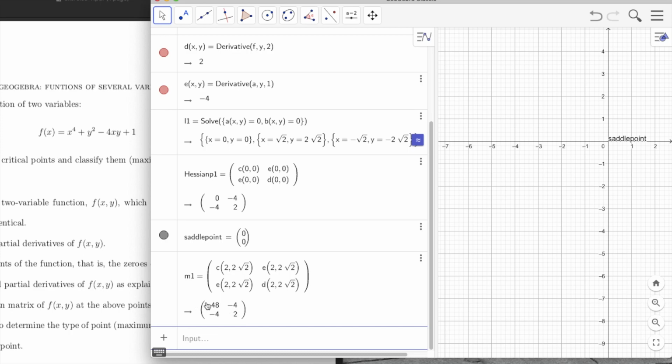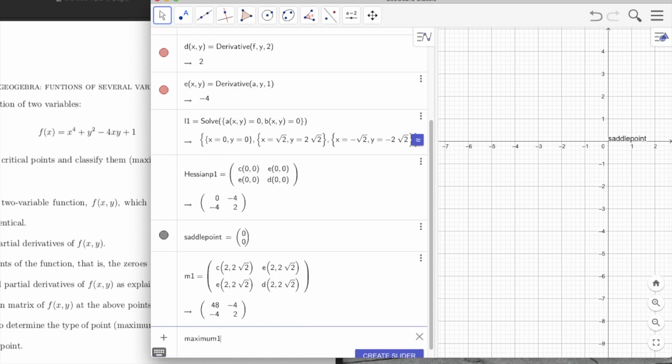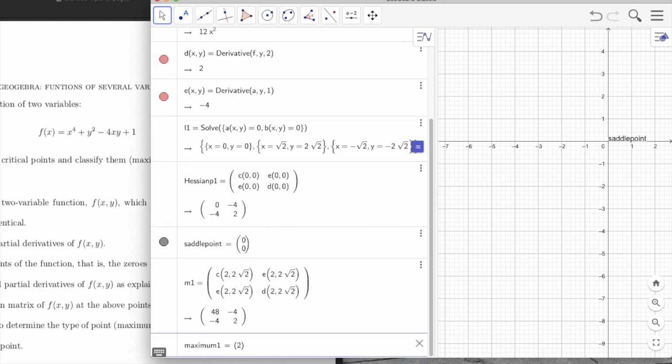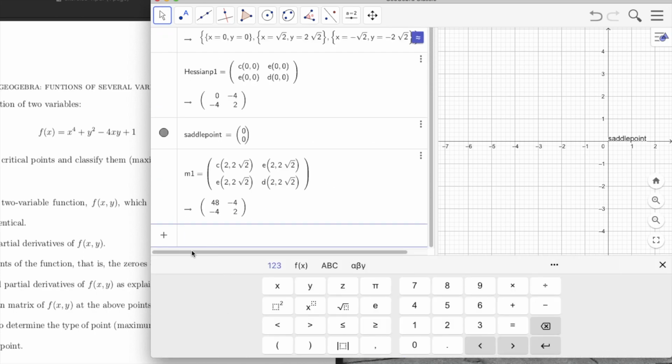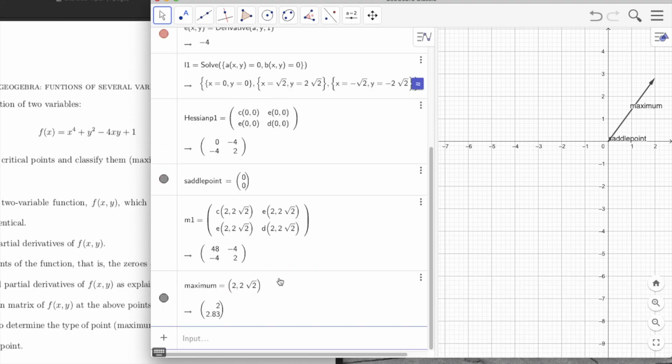What do we have? The determinant is positive and the first term is positive, so this is a maximum. Maximum 1 equals this point, 2, and okay, we have to enter again. I deleted by mistake, so let me call the keyboard first, and then maximum 1. Okay, the first maximum is (2, 2 root 2). That's our first maximum. It's given here the value of 2 root 2, but don't worry about that. Just to make it clear at this point.